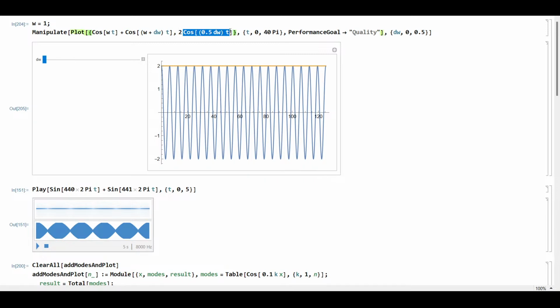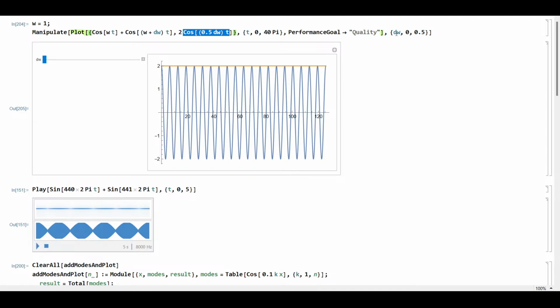What is this function? This is the low frequency modulation that I just discussed. The frequency is d omega by 2, that's 0.5 d omega, and this is nothing but the beat frequency, or the modulation frequency that we have. We will plot both these things, the modulation as well as the sum.